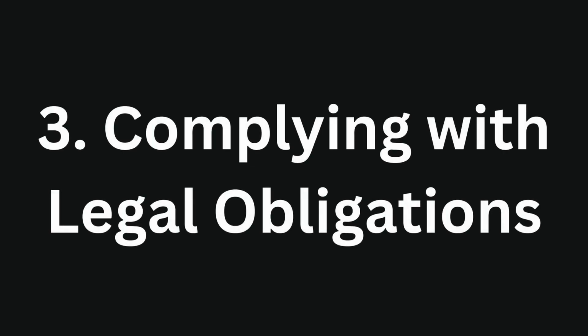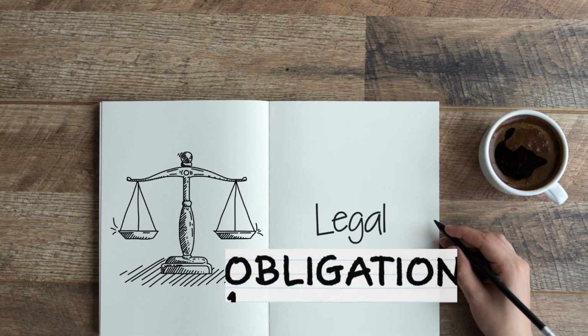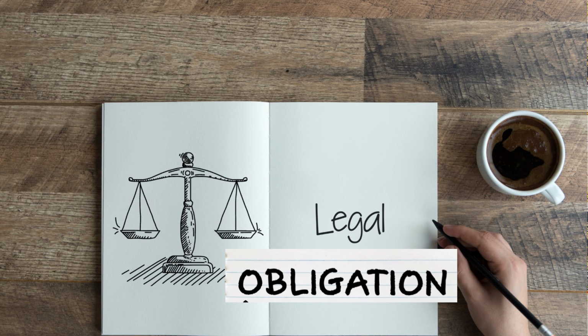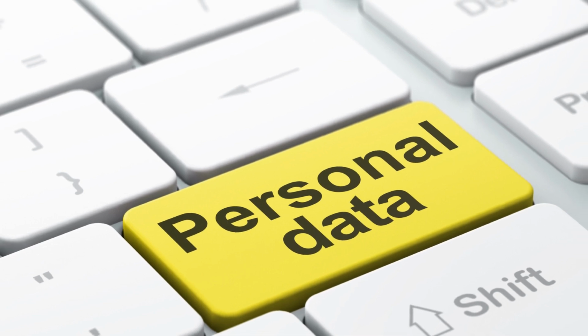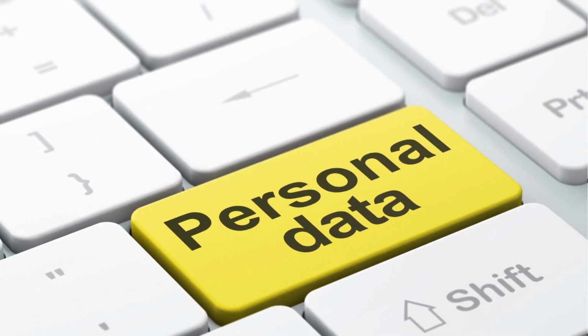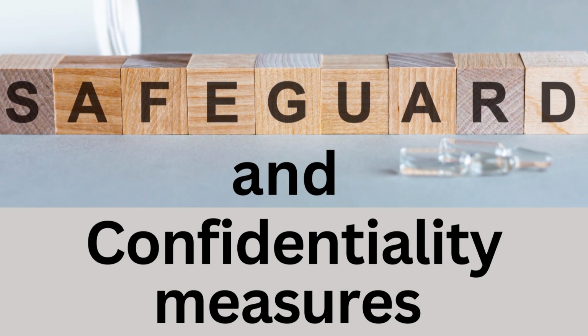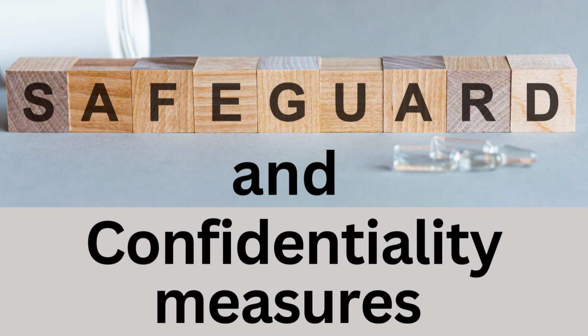Complying with legal obligations. That's our third point. Employers have legal obligations to protect certain types of confidential information such as personal data under data protection laws. Implementing safeguards and confidentiality measures ensures compliance with applicable laws and regulations.